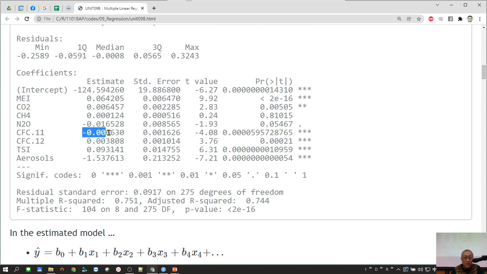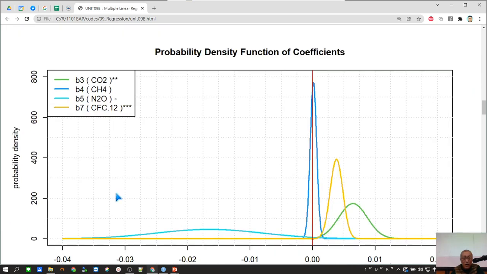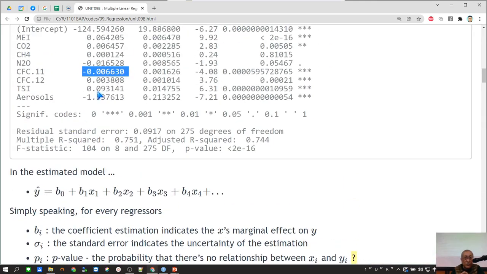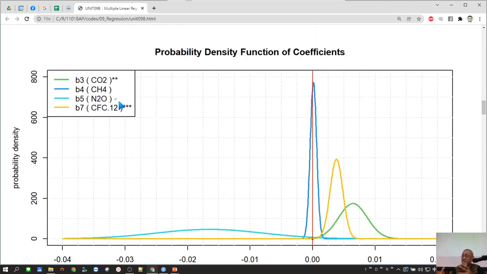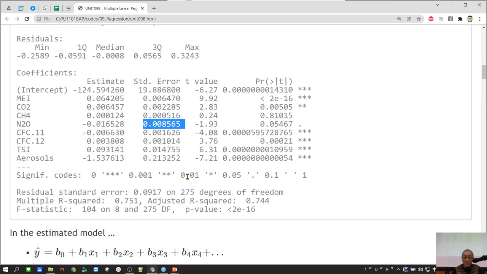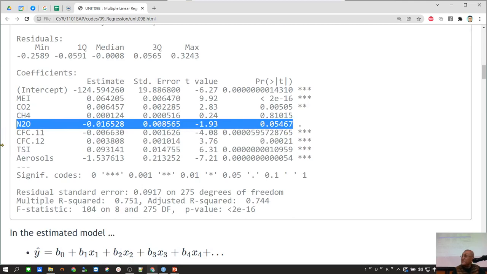So it is actually quite large, right? And no, this is NO2, right? So this should be this one, okay? Its value is actually quite large, but it always comes with a very large uncertainty, as you see, because its distribution is very widespread. Its distribution spreads above zero, right? So this NO2, although it has a very large value, is not significant, as you can see.